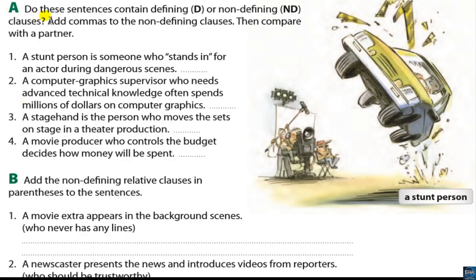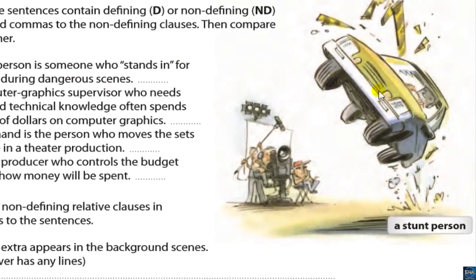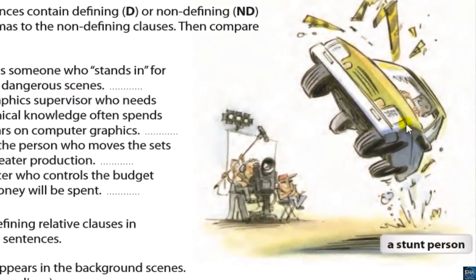A. Do these sentences contain defining or non-defining relative clauses? Add commas to the non-defining clauses, then compare with the partner. 1. A stunt person is someone who stands in for an actor during danger scenes. So look at the picture here. You see what? This is a stunt person.